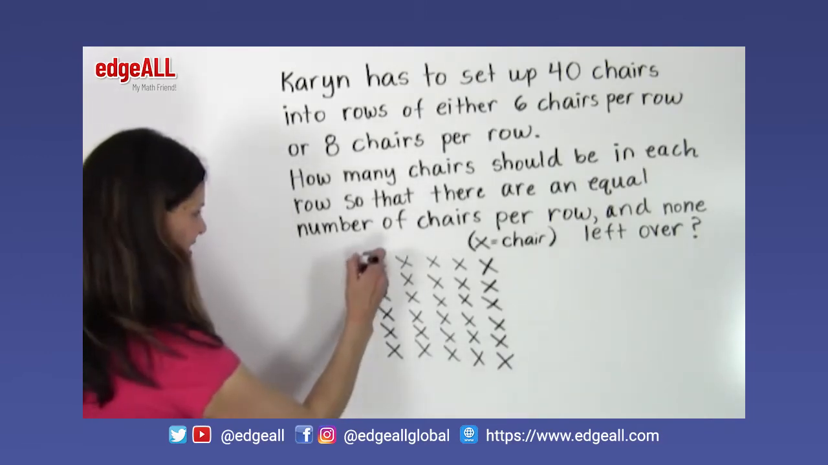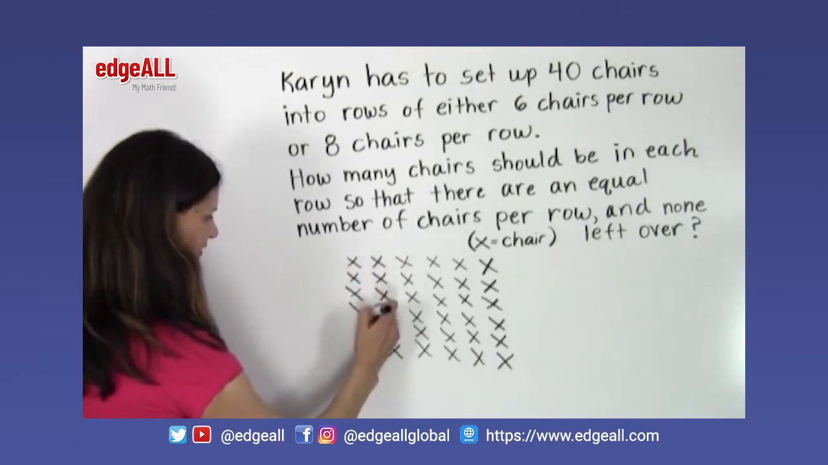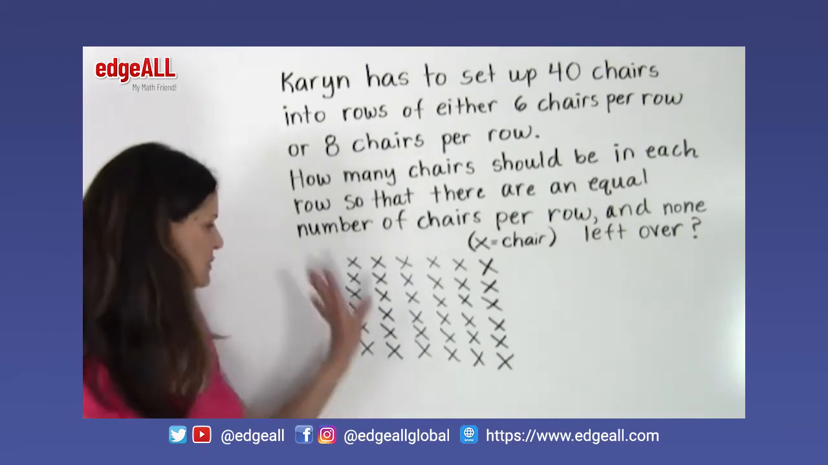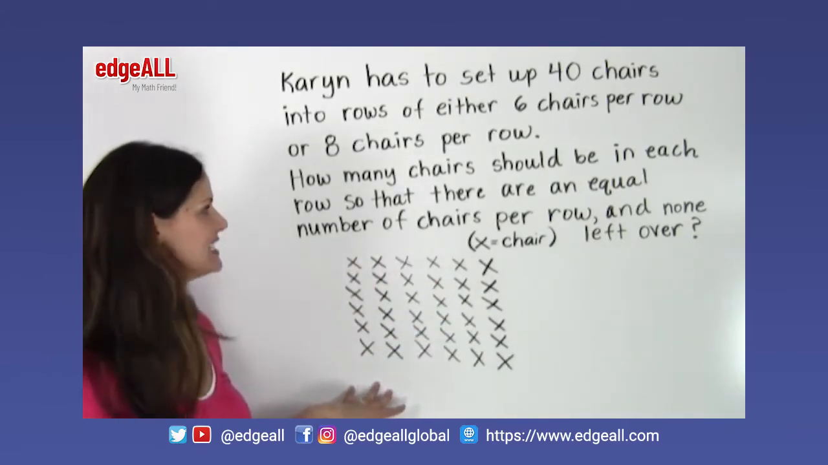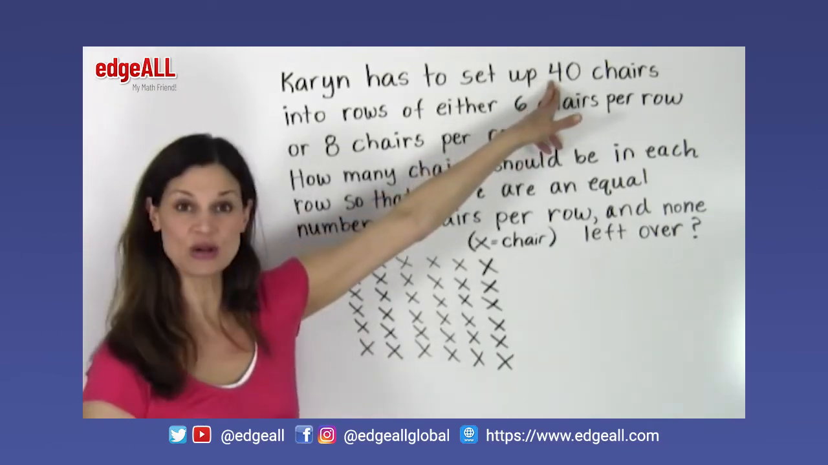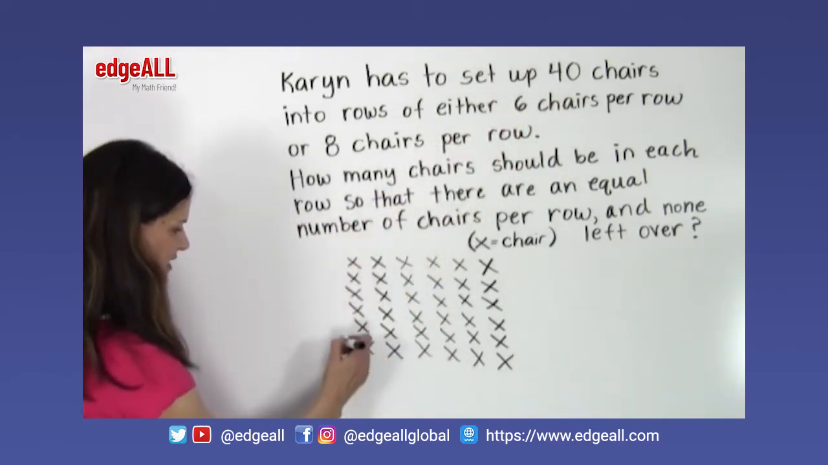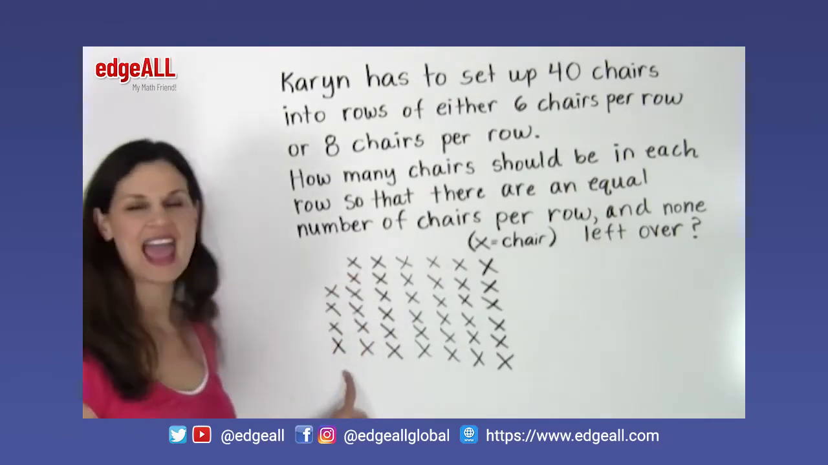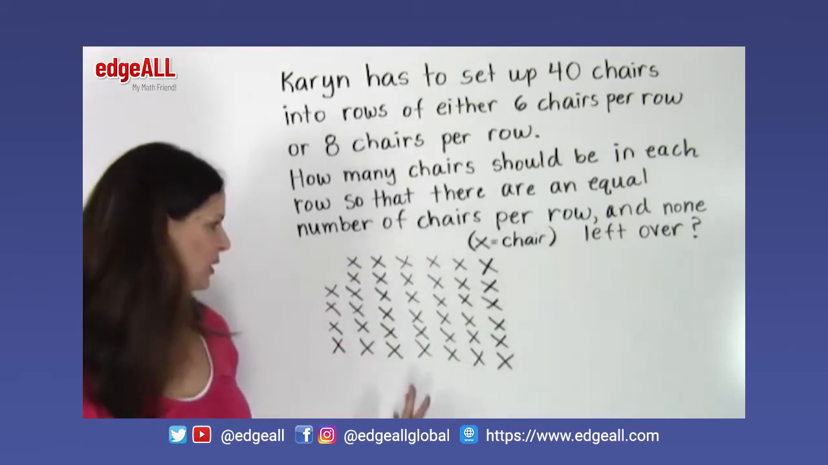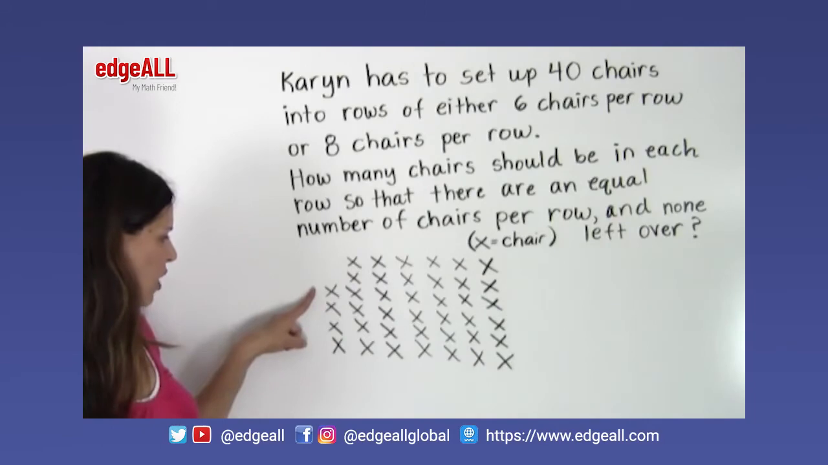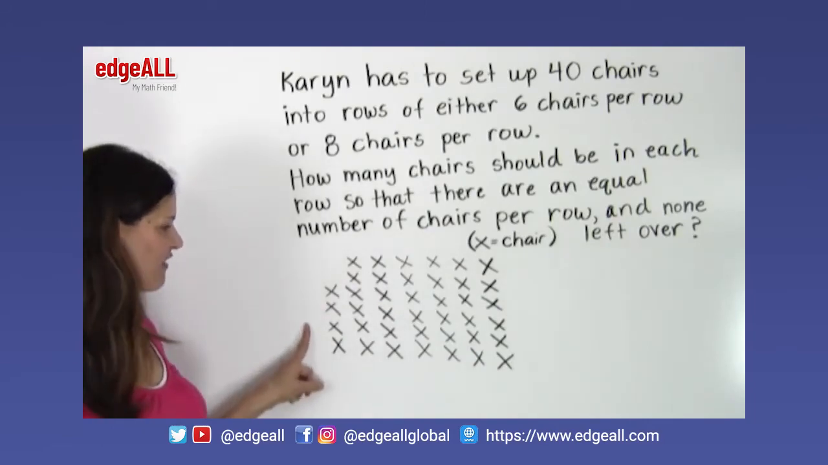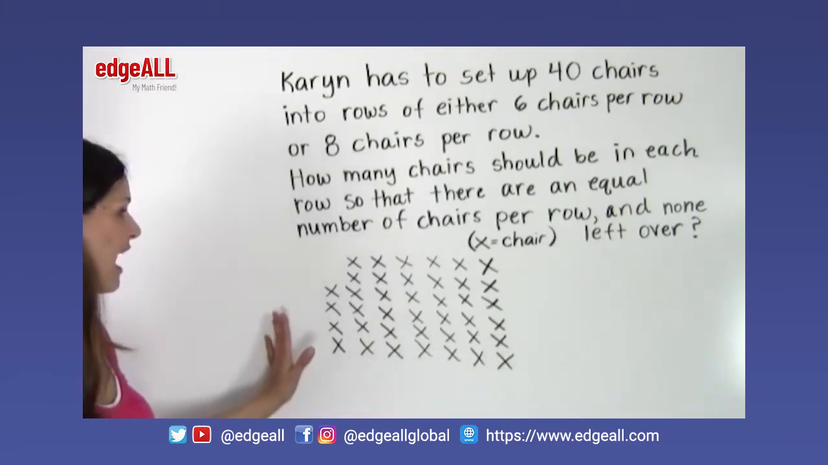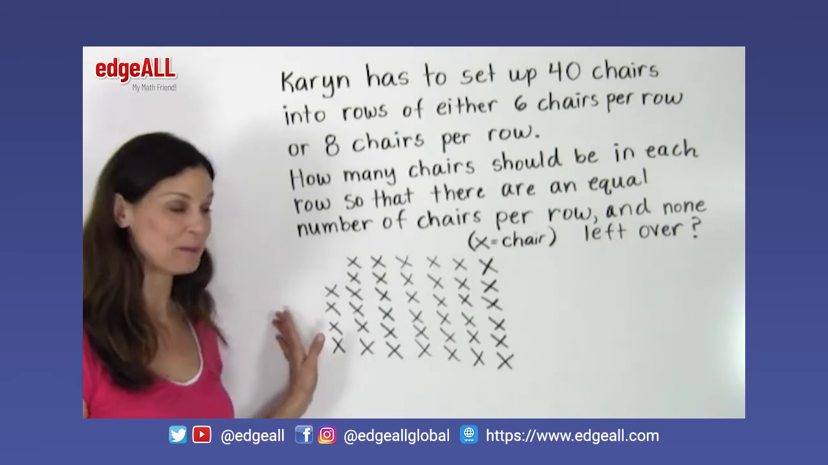And I still have 6 more to go here. 1, 2, 3, 4, 5, 6. Now I'm at 6 rows of 6, which means I have 36 chairs all lined up. And I have a total of 40 chairs. So if I have 36 so far, 37, 38, 39, and 40. And I can see with a visual example right now that there are 4 extra chairs that do not fit into my rows of 6. So we know that 40 is not divisible by 6.